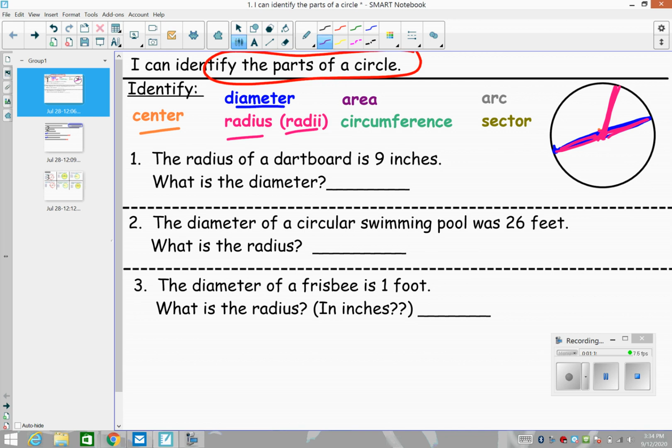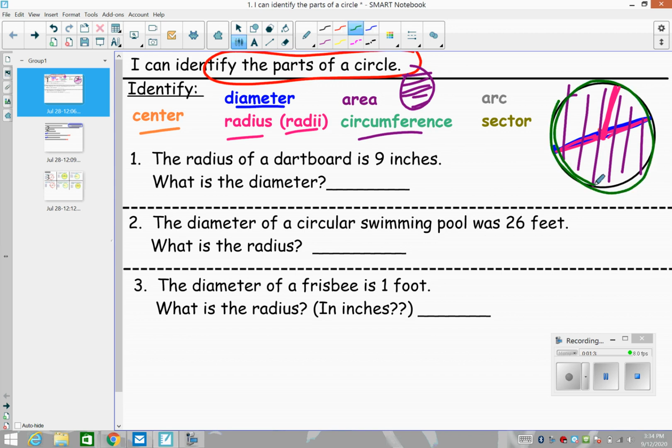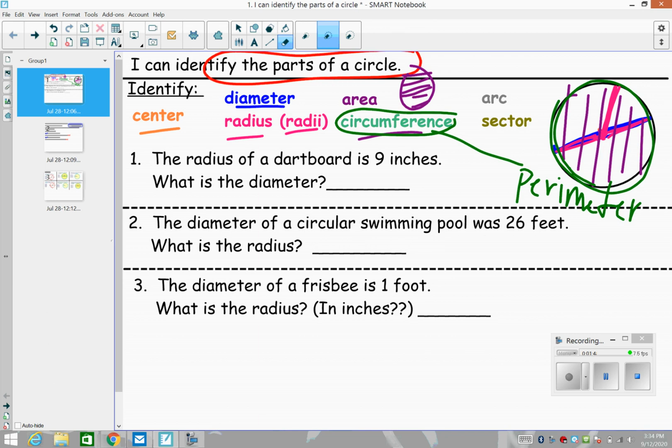The area of the circle is the space inside the circle. The circumference of the circle is the distance around the circle, also known in math as the perimeter. You've heard of perimeter before. It's the same thing. We just like to give it a fancy name, circumference. Like, why not confuse you even more? But the circumference and the perimeter, the distance around, are the exact same thing.